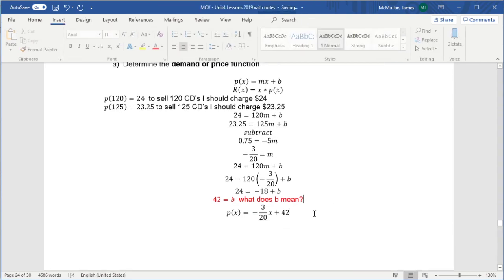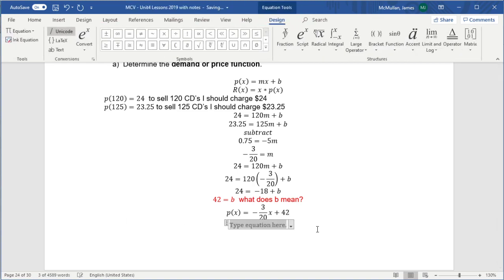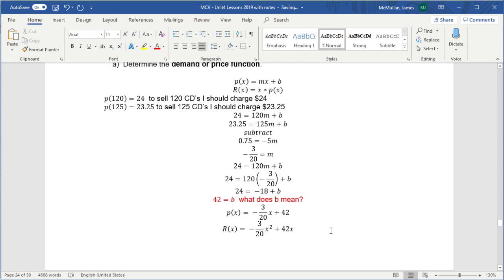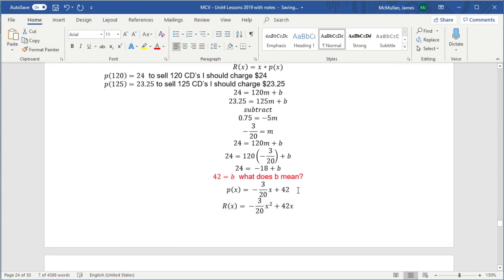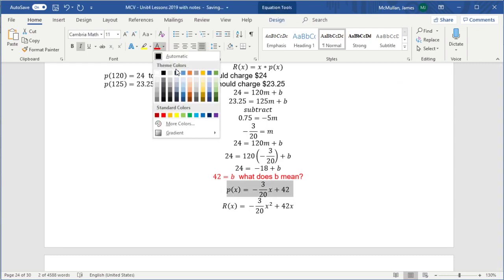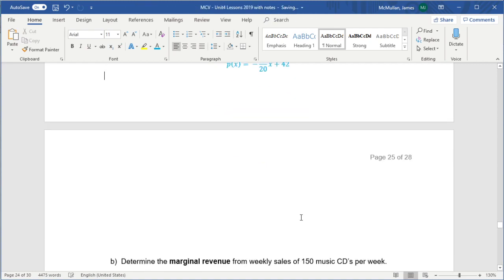And this tells us what price you would charge in order to get however many sales you want. The revenue function is easy. Take the same thing, you add an x there, and you add an x there. Okay? And now we have our revenue. So it says determine the price function. Okay, so I actually didn't need to do that. So the price function is right here. So there's the answer to that one.